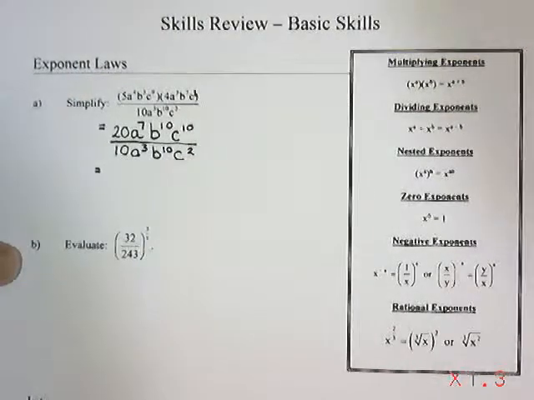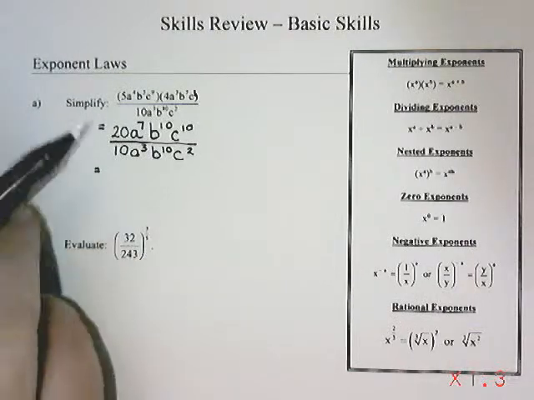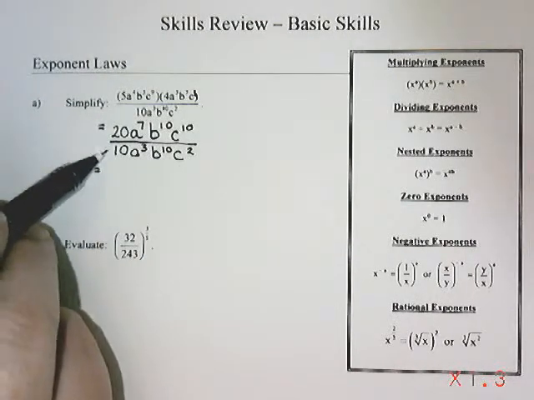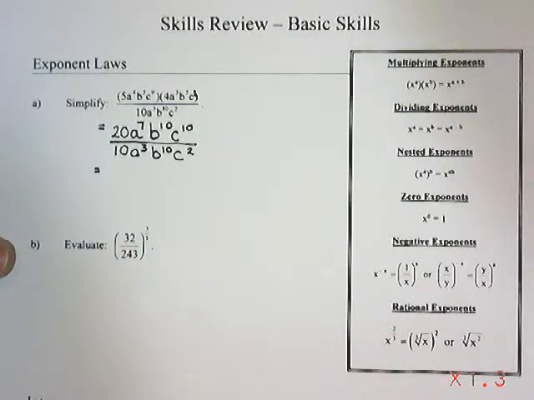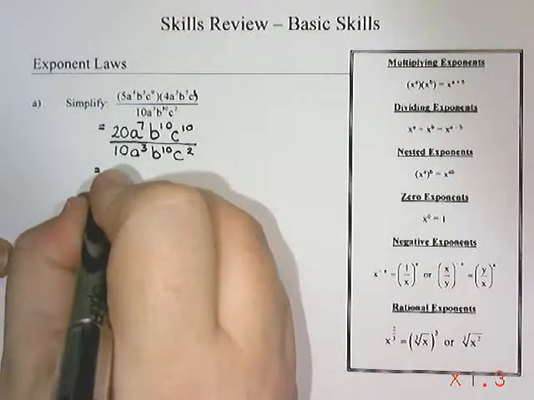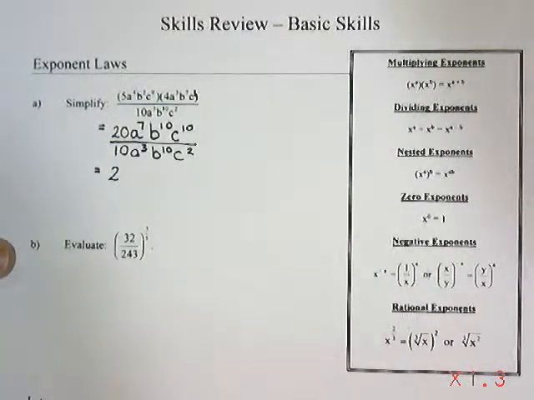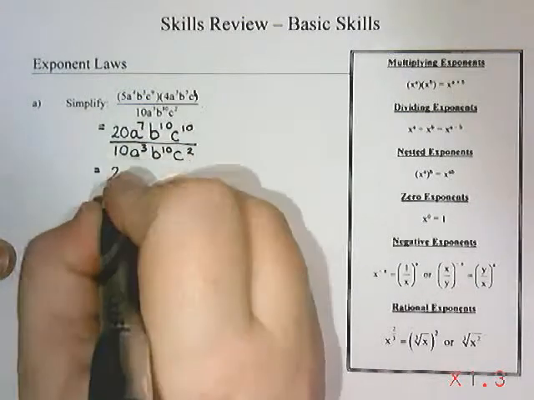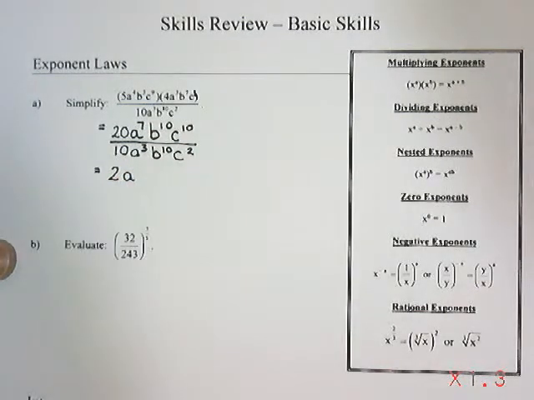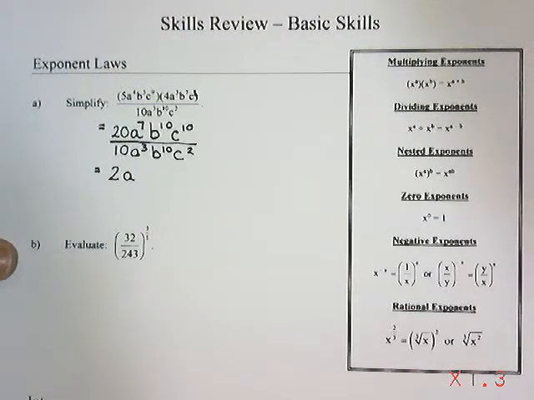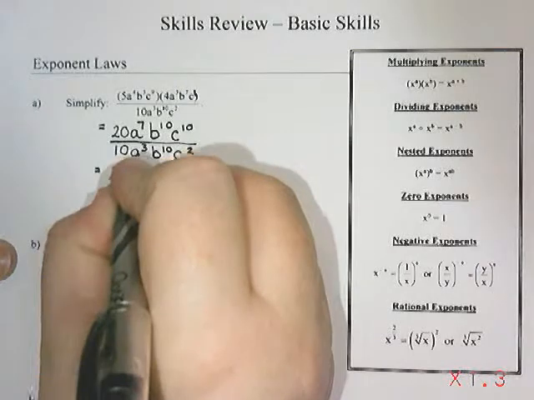All right, on the next step, we're going to do the division. So with the coefficients, I just simply divide them. So 20 divided by 10 is 2. Now here come the exponents. So I have a to the 7 and a to the 3. So I need to keep the a, right? That's my base. And then this time, because we are dividing, we subtract. So 7 take away 3 is 4.